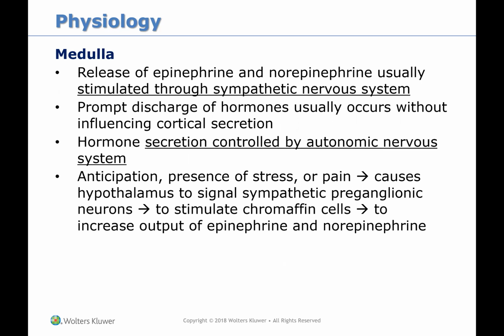The release of epinephrine and norepinephrine is usually stimulated through the sympathetic nervous system, and prompt discharge of this hormone usually occurs without influencing the cortical secretion. So what happens? Why would we get epinephrine? It's probably anticipation, presence of stress, or pain. It causes the hypothalamus to signal sympathetic preganglionic neurons and to stimulate chromaffin cells and to increase output of epinephrine or norepinephrine. And this happens all within seconds.